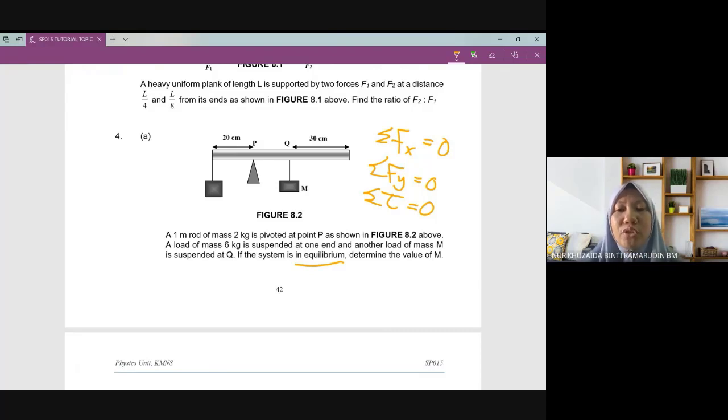Okay, so usually dalam chapter 4, kita akan start dengan free body diagram. So sama juga dengan chapter 8, we need to start with the free body diagram. Cuma free body diagram kita untuk chapter 8 sedikit berbeza berbanding dengan chapter 4. Chapter 4 kita hanya menggunakan dot sahaja untuk mewakili objek tersebut. But this one chapter 8 kita akan gunakan rod tersebut.